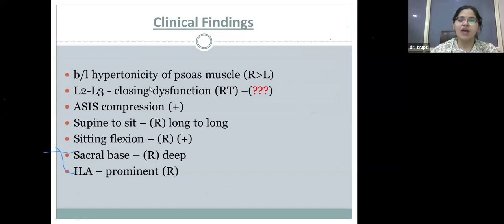There is bilateral hypertonicity of the psoas muscle, right more than left. L2, L3 closing dysfunction. ASIS compression positive, that was a pelvic compression. Supine to sit, right long to long. Sitting flexion, right positive. Sacral base, right deep. ILA, right prominent. So please write the diagnosis.